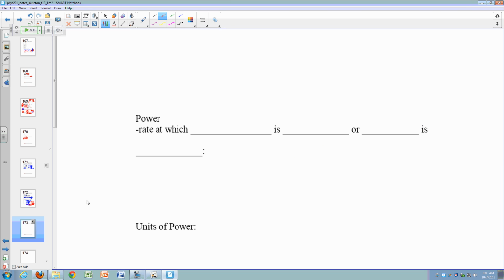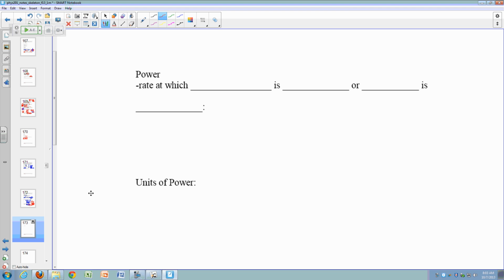One more thing. We're going to come back to power next semester, but power is just the rate at which energy is transferred or work is done.